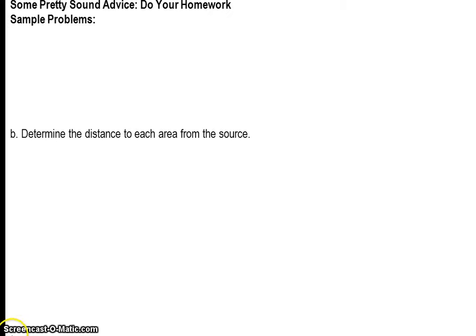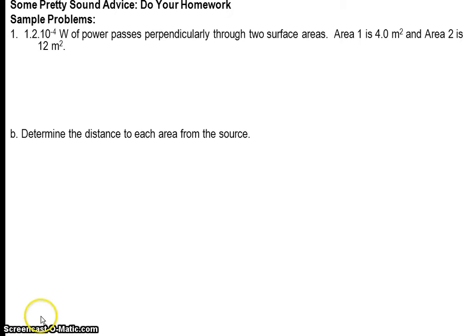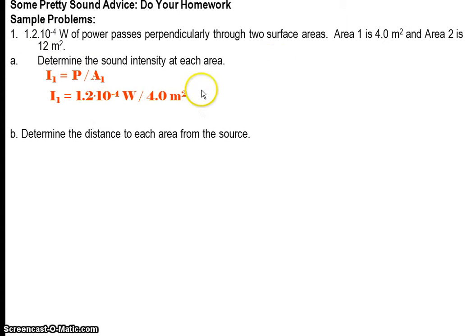So let's just get to it. The first problem says that we have 1.2 times 10 to the negative 4th watt of power passing through 2 surface areas, area 1 and area 2. It wants us to determine the sound intensity at each area. Sound intensity is I, and we're given power and area. So pretty straightforward: on the first one, we take the power, 1.2 times 10 to the negative 4th, and divide by the area of the first one, and we get this value for our intensity.